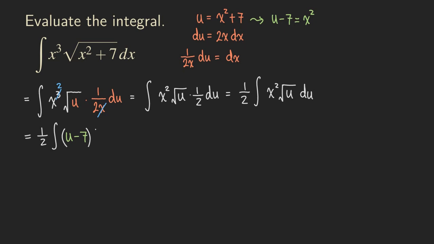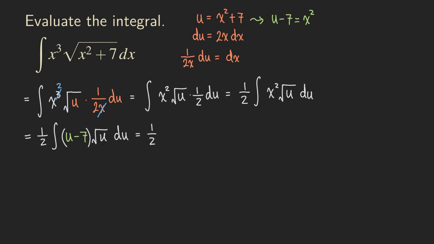And then there was the square root of u. And then there's this du. Okay, so now it's possible to integrate this function. Everything is in terms of u, and then of course there was a product we can distribute, and after distributing, we can integrate term by term. And so let's do that.